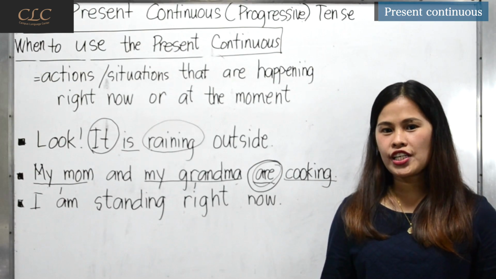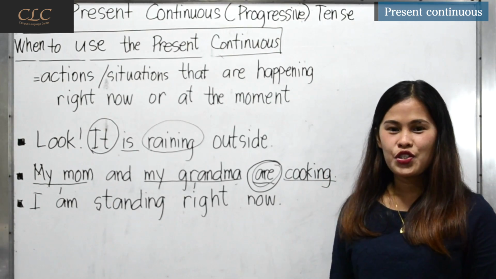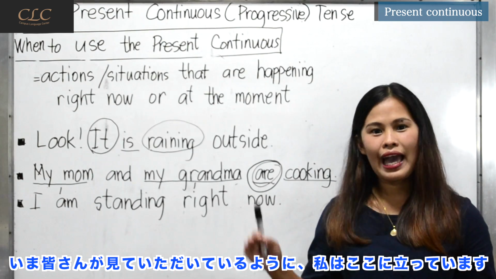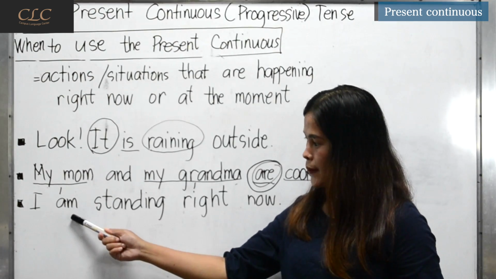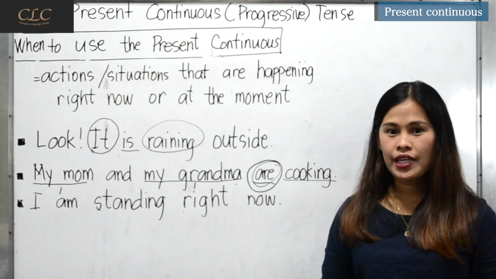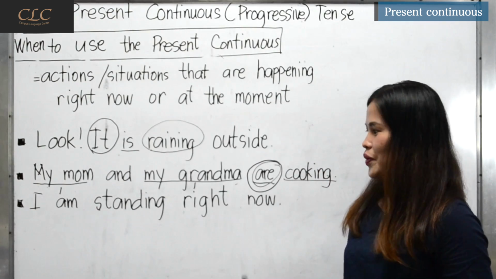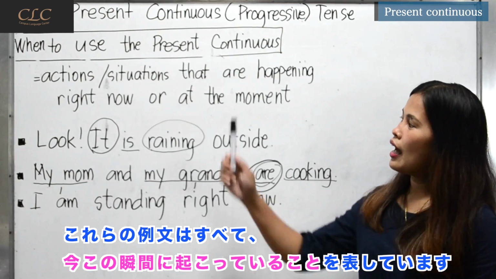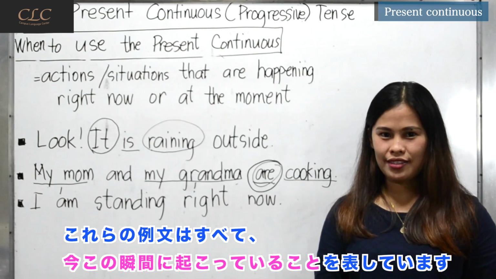Now let's have the third and the last example. I am standing right now. So as you can see, I am standing here. So this is an action happening right now. So we have here the verb to be, which is am, because our subject is I. And our main verb in the ing form, which is standing. I am standing right now. So all of these sentences are examples of actions or situations that are happening right now or at this moment.